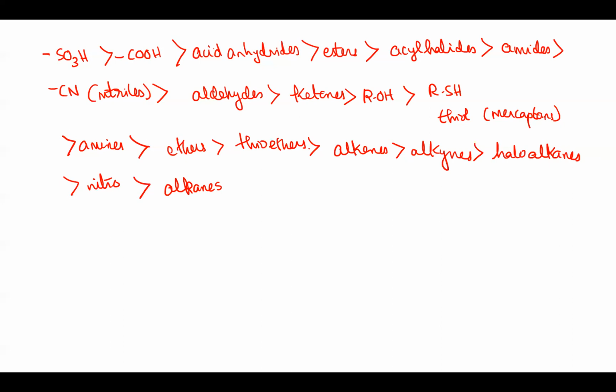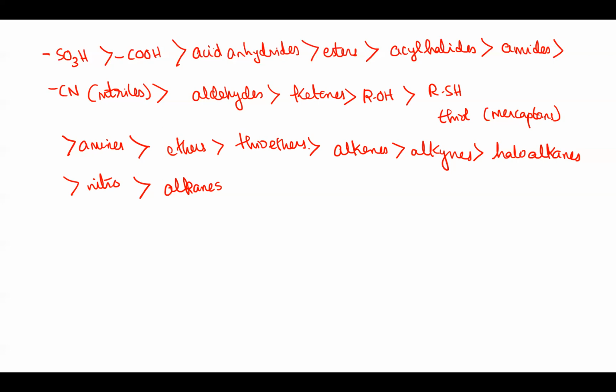The most important priority goes to sulfonic acid. Then comes carboxylic acid. Then comes acid anhydride. Then comes esters, acyl halides, amides, nitriles, aldehydes, ketones, alcohols, thiols, and amines. Then comes alkenes and alkynes. Among them, alkene has more priority over alkynes. Then comes haloalkanes. Then comes nitro compounds.